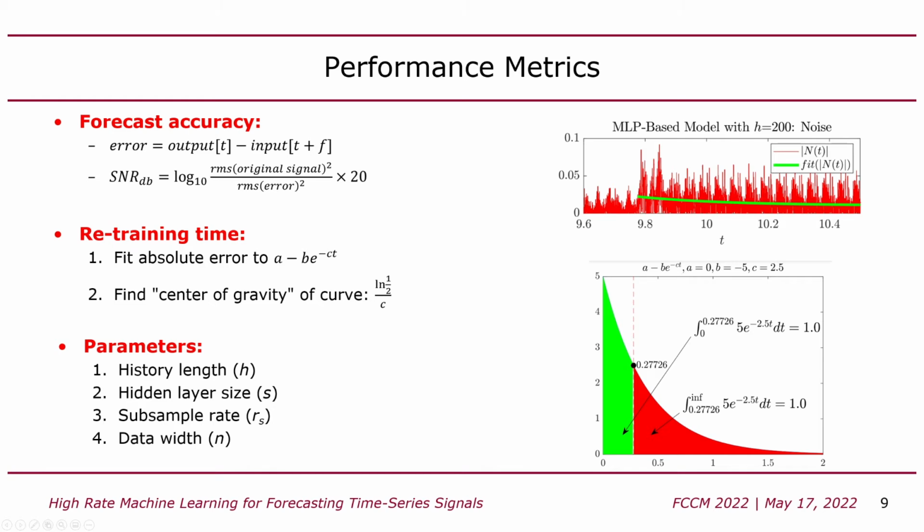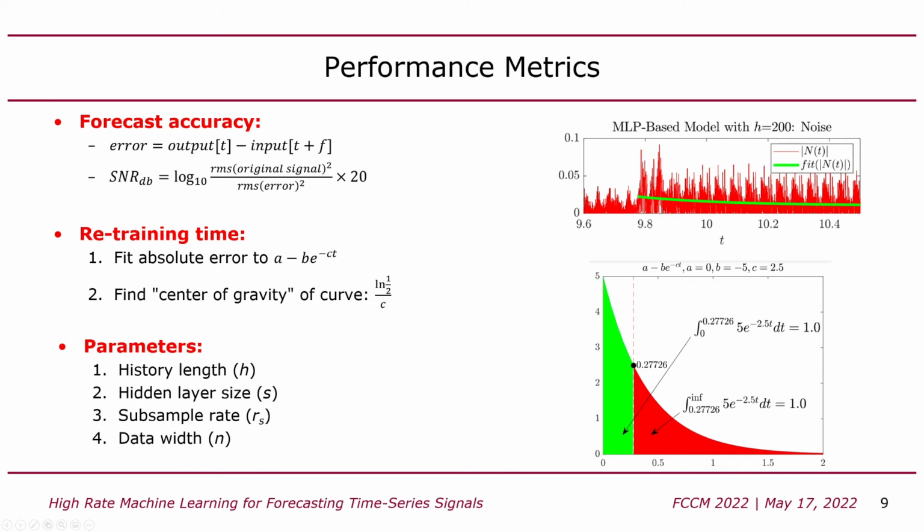0.27726 seconds. Both of these performance metrics are affected by three main parameters, namely h, which is the number of inputs, the hidden layer size, s (we use a 3-layer network here), the chosen subsample rate r sub s, and the word size n. Note that the amount of historical information, in terms of time, is h divided by r sub s. Ideally, this value would be less than the period of the signal if one exists.